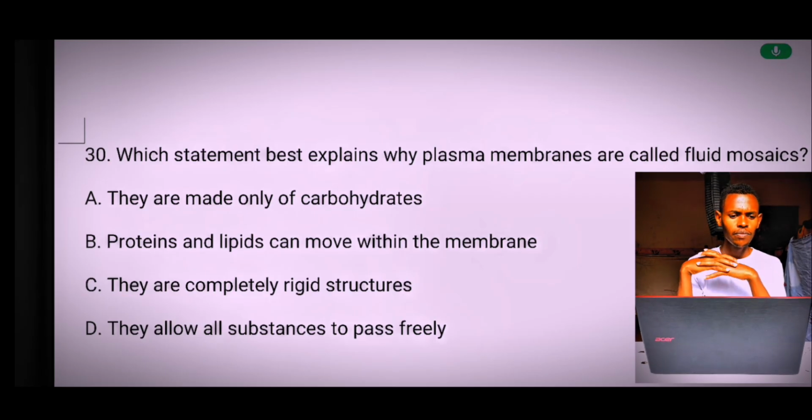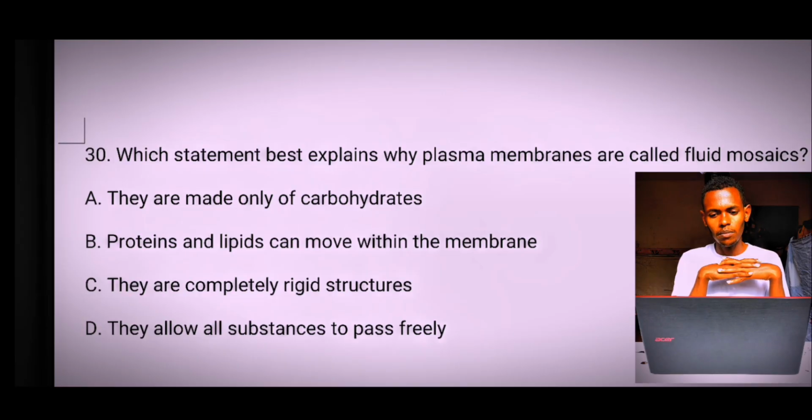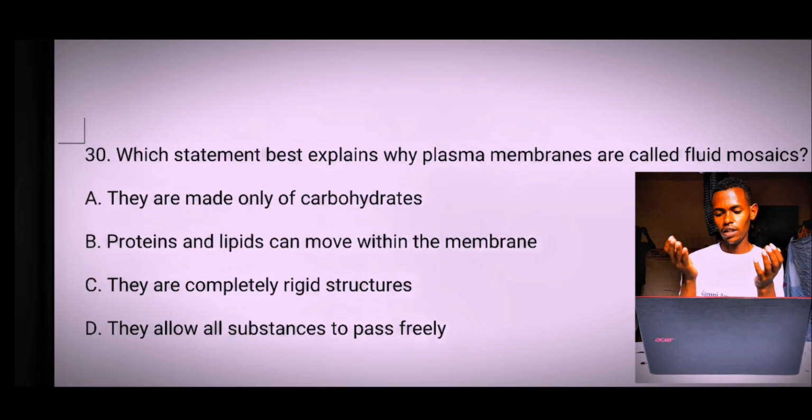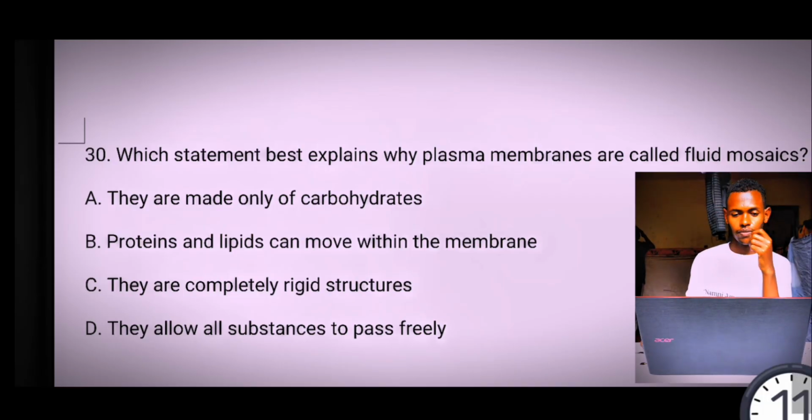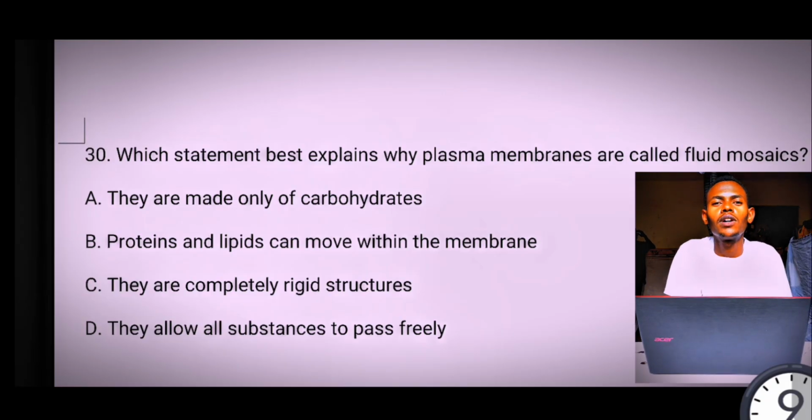Okay. Which statement best explains why plasma membranes are called fluid mosaics? A. They are made only of carbohydrates. B. Proteins and lipids can move within the membrane. C. They are completely rigid structures. D. They allow all substances to pass freely. Now it is your turn. So what is the answer?